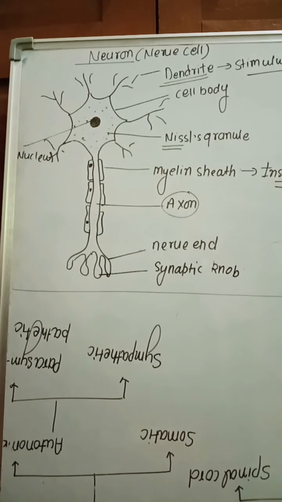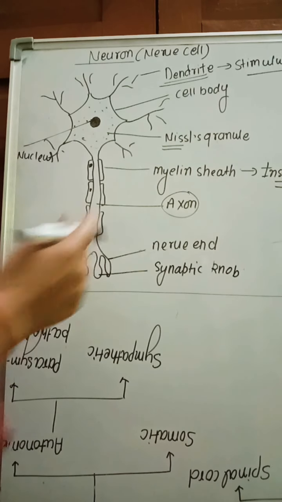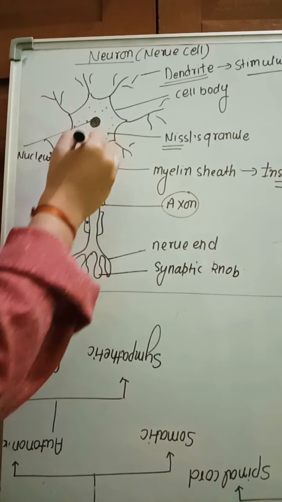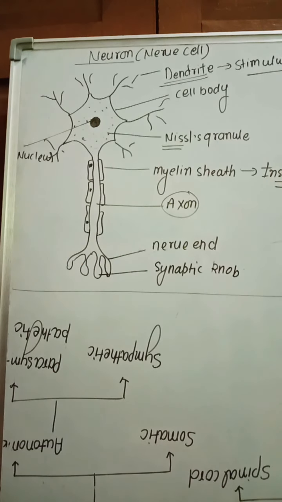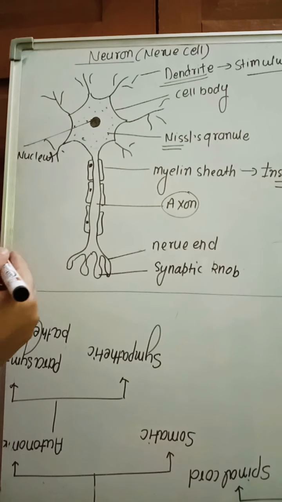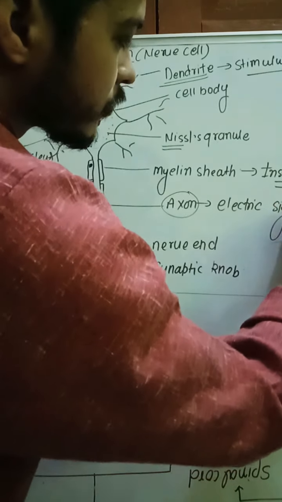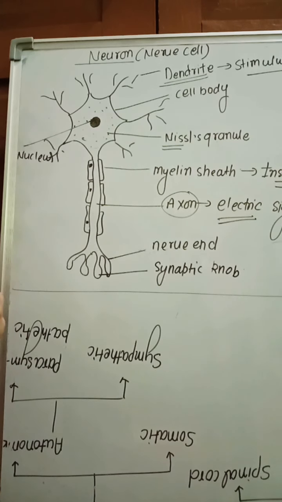Next, that is the axon. The axon is a long structure extended to the nerve end. When a stimulus is received by the dendrites, it goes to the cell body and comes to the axon. In the axon membrane there are channels. These channels generate an electric potential gradient. So these impulses are transmitted through electrical signals. An electrical signal is generated due to the opening and closing of ion channels.